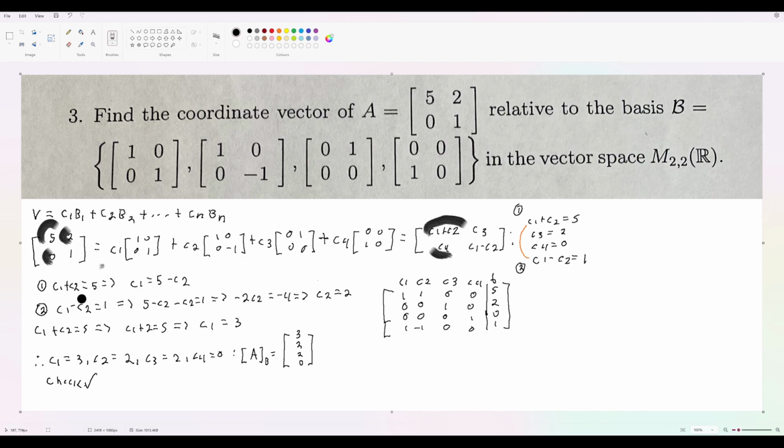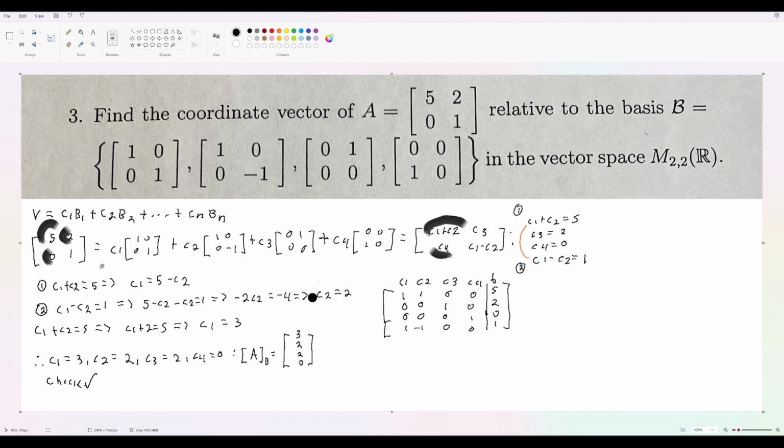Right, so c1 plus c2 is equal to 5. That goes to c1 equals 5 minus c2. Then we have c1 minus c2 equals 1. This is where we're going to sub it in. So we take this piece and we sub it into this. Oh, my marker is quite huge, but we get 5 minus c2 equals 1, which ends up with c2 equals 2.